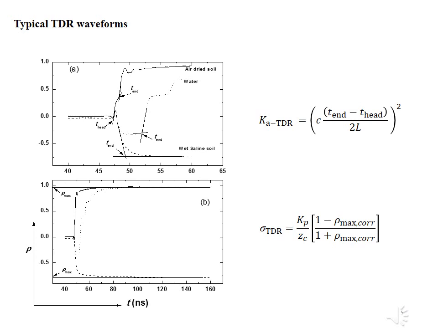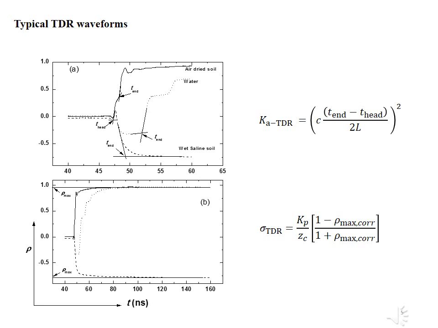You can see T_end is higher for water. This indicates that an increase in moisture content of a medium results in an increased travel time, and hence an increased dielectric constant, which results in increased volumetric moisture content.